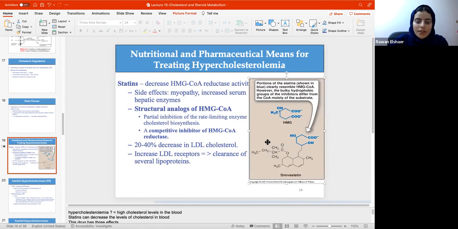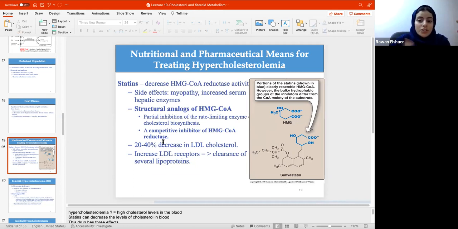Okay, good. So yeah, it's basically a competitive inhibitor, as in it competes with HMG-CoA. So the enzyme will bind to whatever is available. Right? So if you have a lot of statins available, it's going to bind with the statin and then forget about the HMG-CoA. That's how I remember it. Okay, that's what competitive inhibition means. Okay, they compete with each other.